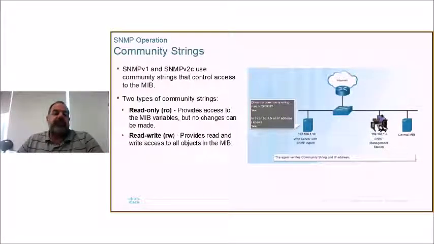So SNMP version 1 and 2C use community strings that control access to the MIB. And so there's two types of access, read-only or read-write. And so, of course, read-only is just the statistics, while read-write is changing the configuration on the device.